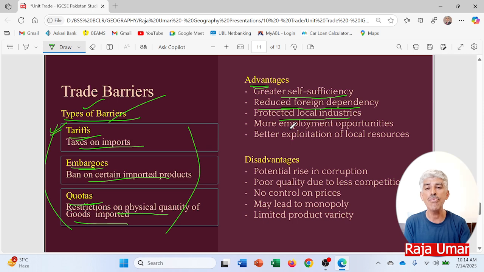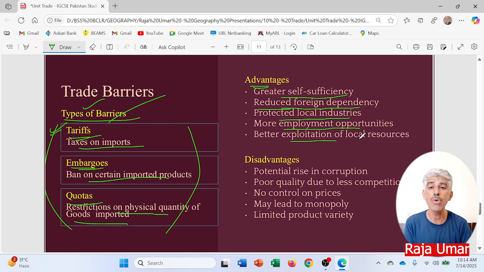Protected local industries. If we are importing many more products from other countries, the local industry would suffer a lot, right? So for the sake of protecting local industries, there must be a greater tariff on imports, so that the local industry is protected. More employment opportunities. If the local industry is protected, there are definitely more employment opportunities, and people would not be losing their jobs, and the industry would be running 24/7, with more production.